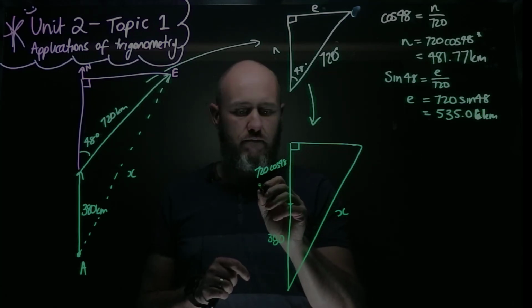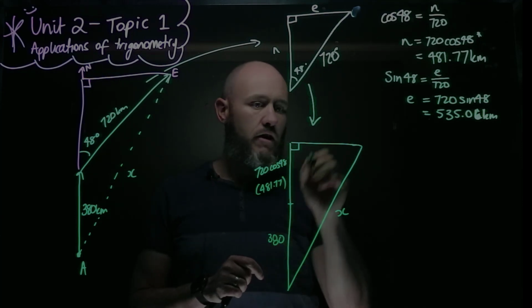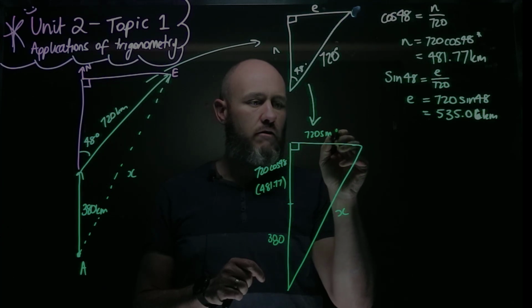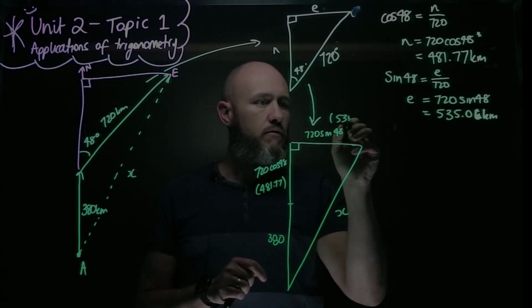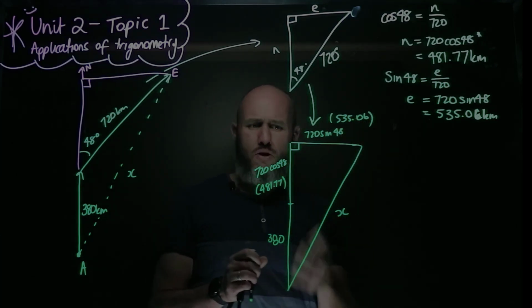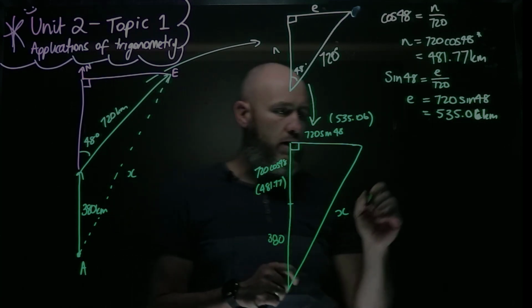Or I might use that 481.77, but that's my rounded value. And over here I've got 720 sine 48, or I might use my 535.06 value. I'm going to do both, but I'll do the work here and I'll make it pretty quick. So let's do the actual one.